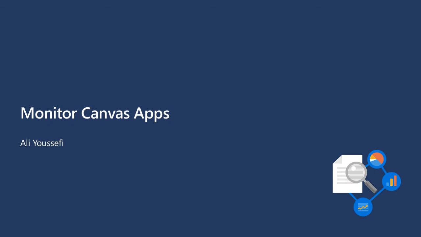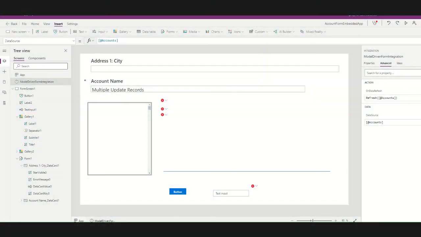Now we'll perform a demo of monitoring Canvas apps with App Insights and the monitor tool. Okay, let's take a look at a Power App Canvas app. In this case here, we can see that this is an embedded Canvas app by locating the model-driven form integration object here. You also see that it has a single screen called Form Screen 1, and it has a couple of galleries as well as a form with a couple of data cards in it.